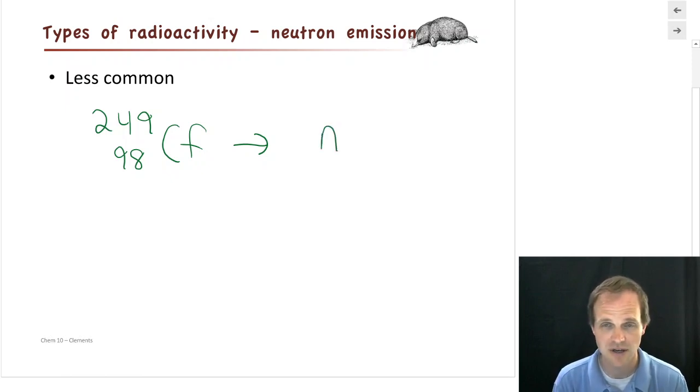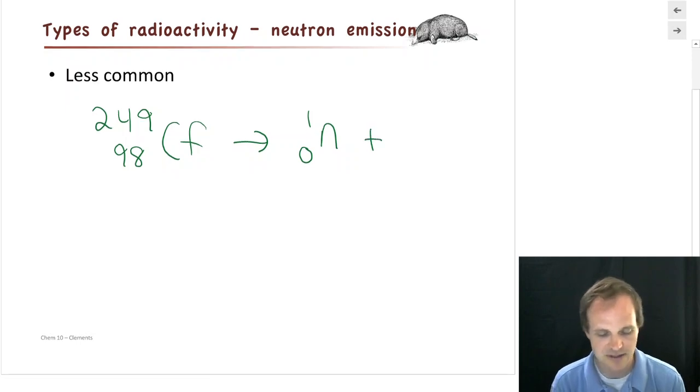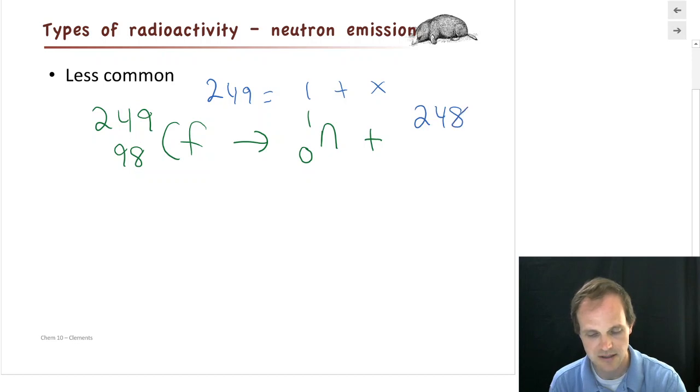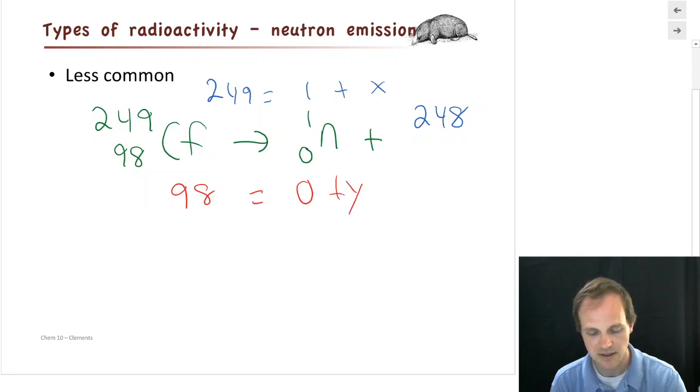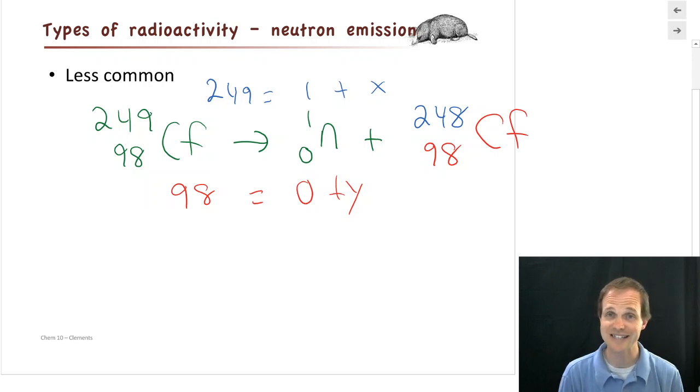How many protons in a neutron? None. How many neutrons in a neutron? 1. And it's got no charge, and so we put a 0 there. So 1,0,N. And then what's left over? We get 249 is equal to 1 plus something. That's going to be 248. And we get 98 is equal to 0 plus something, and so we still get 98. Neutron emission does not change the identity of our atom because it's only a neutron being emitted. It's not changing any protons around. Because if you remember, protons are the only things that tell us what kind of atom we have. So there we go, neutron emission.